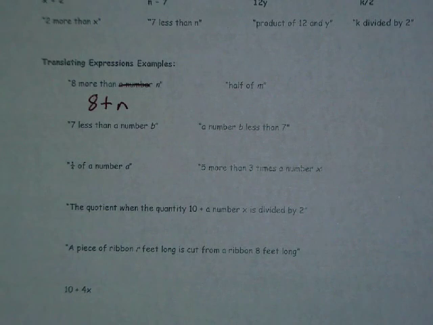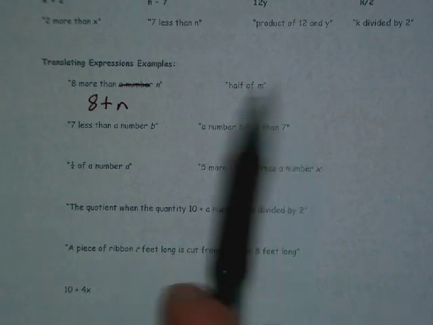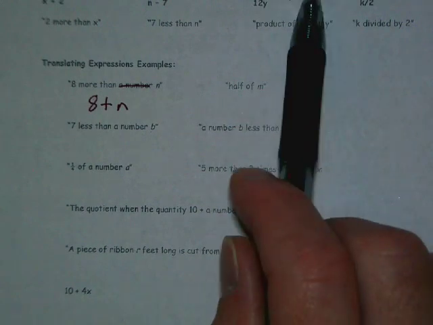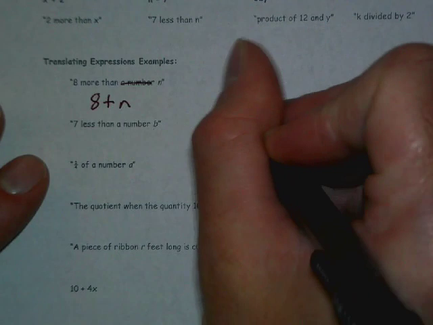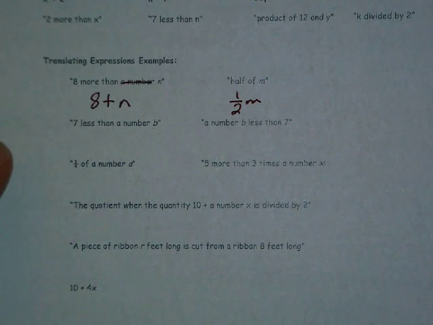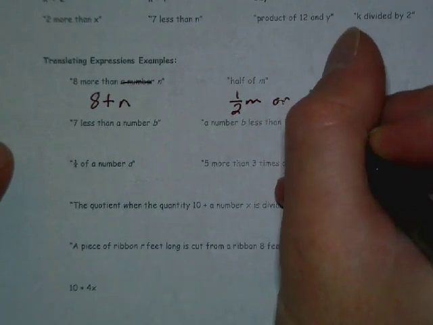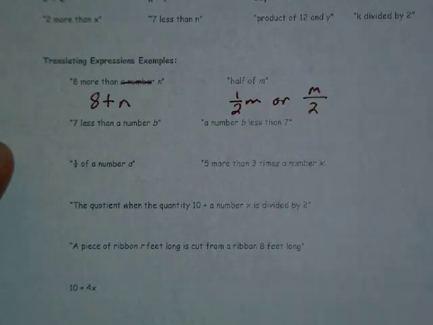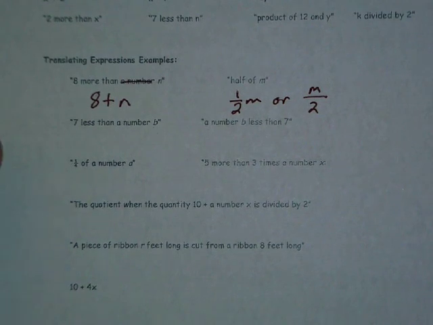Okay, across here, half of m. Couple ways you can write this. Of up here tells us we are multiplying. So we could do 1/2 times m, since that keyword tells us to multiply. But you wouldn't be wrong if you wrote m divided by 2. It would mean the same thing. That would be half of m.